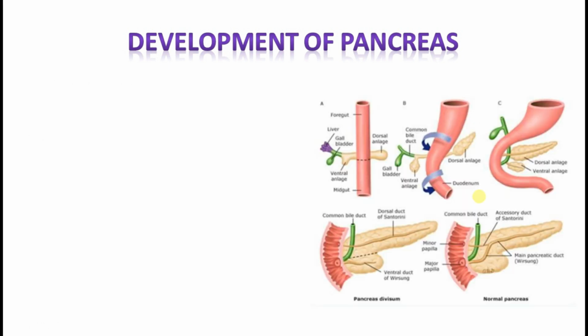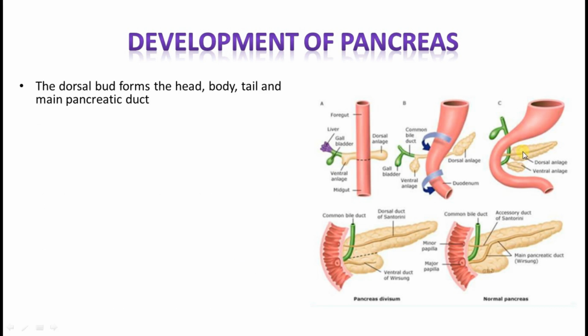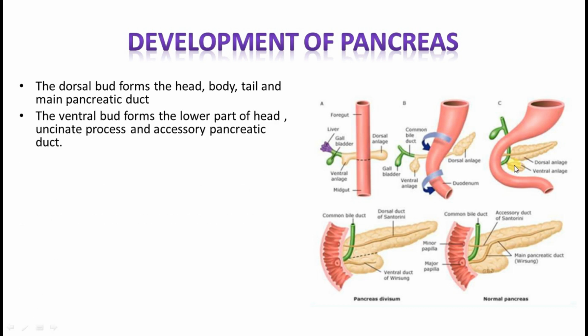So ultimately what happens is, the dorsal bud gives rise to the upper part of the head, body and tail of the pancreas. The lower part of the head and the uncinate process come from the ventral bud. So the ventral bud forms the uncinate process and the lower part of the head.